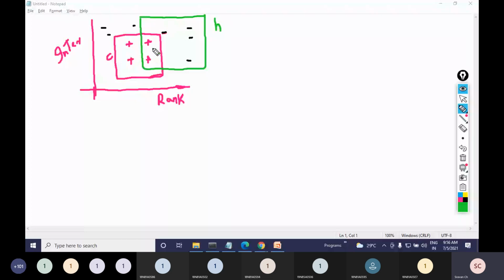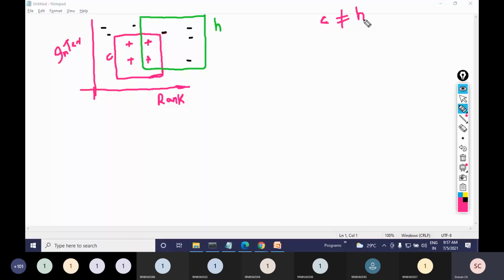Means as per my hypothesis, these 2 positive examples are considered to be negative. And my hypothesis is considering these 4 negative examples, which are in this green box, as positive. So please observe that C is our expected ideal function, but H is the hypothesis which we have generated, and C is not exactly the same as H.